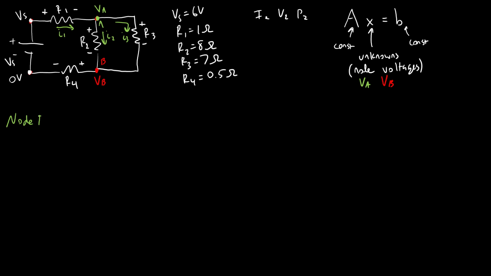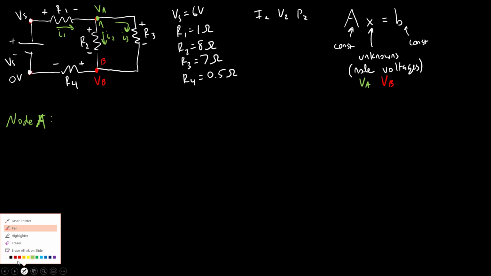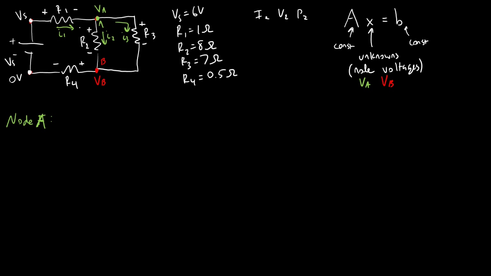So we are going to apply KCL at node A, and we see that I have current 1 flowing into that node, currents 2 and 3 leaving, so I can write that as I1 minus I2 minus I3 equals 0, but I want to rewrite all three of these in terms of my voltages and using Ohm's law. So let's look at each resistor one at a time.